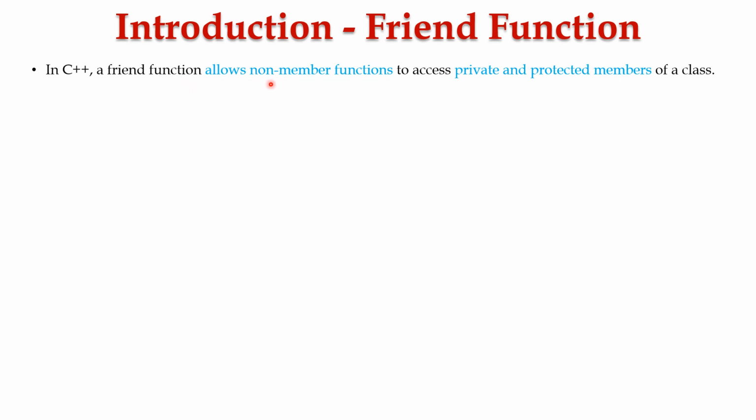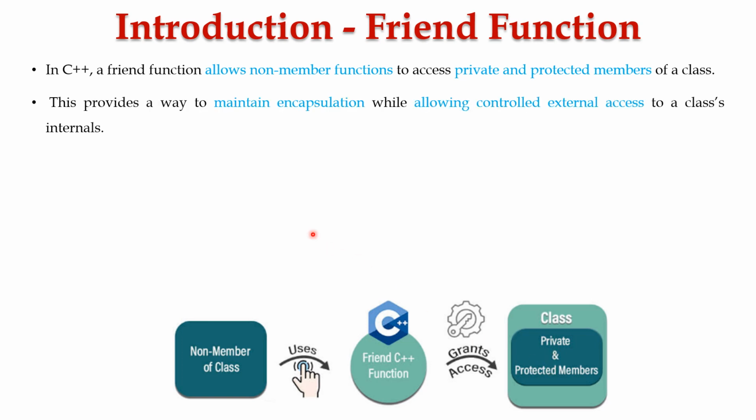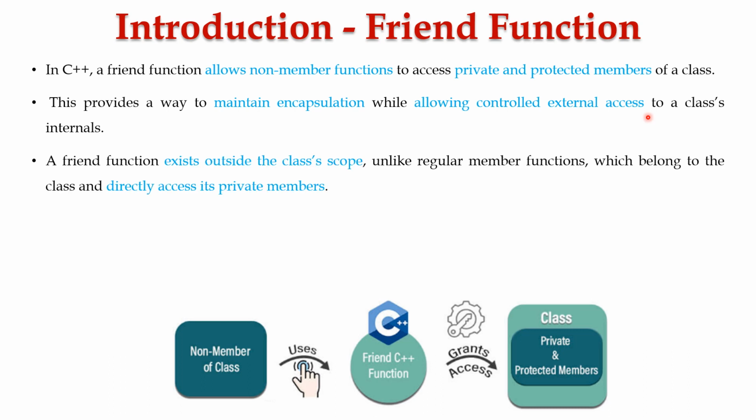Friend function allows non-member functions to access private and protected members of a class. In this diagram, we can notice that a non-member function is declared as a friend function, which is now able to access the private and protected members of the class in which it is declared. So this provides a way to maintain encapsulation while allowing controlled external access to the class internals.